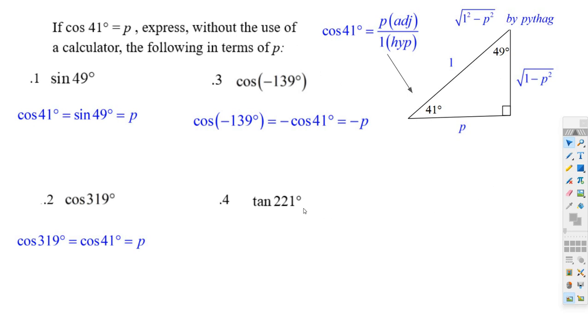That's the little trick. Now, you could still get a mark, even if you didn't draw the triangle. If you went tangent of 221 degrees and realized that it was really the tangent of 41, 41 past 180. But now, just to get the last part, you're going to need opposite over adjacent. That's what tangent is. So it's root 1 minus p squared over p. It looks strange, but that's how you do it.